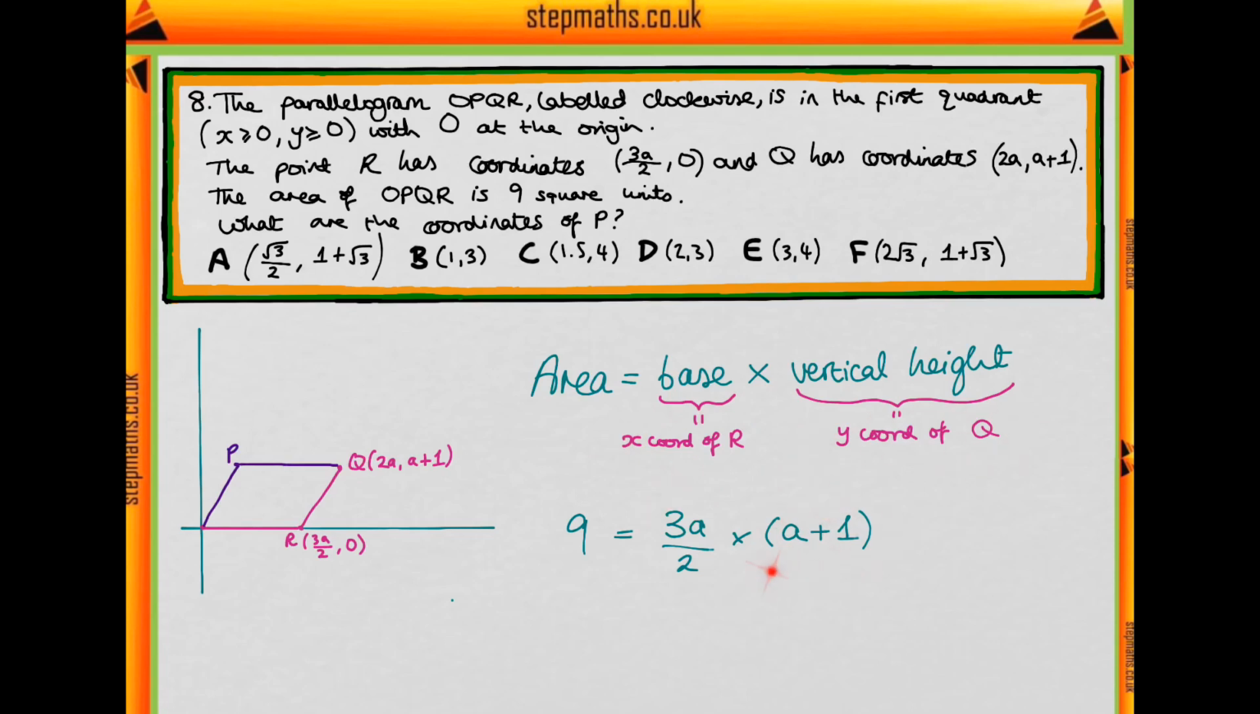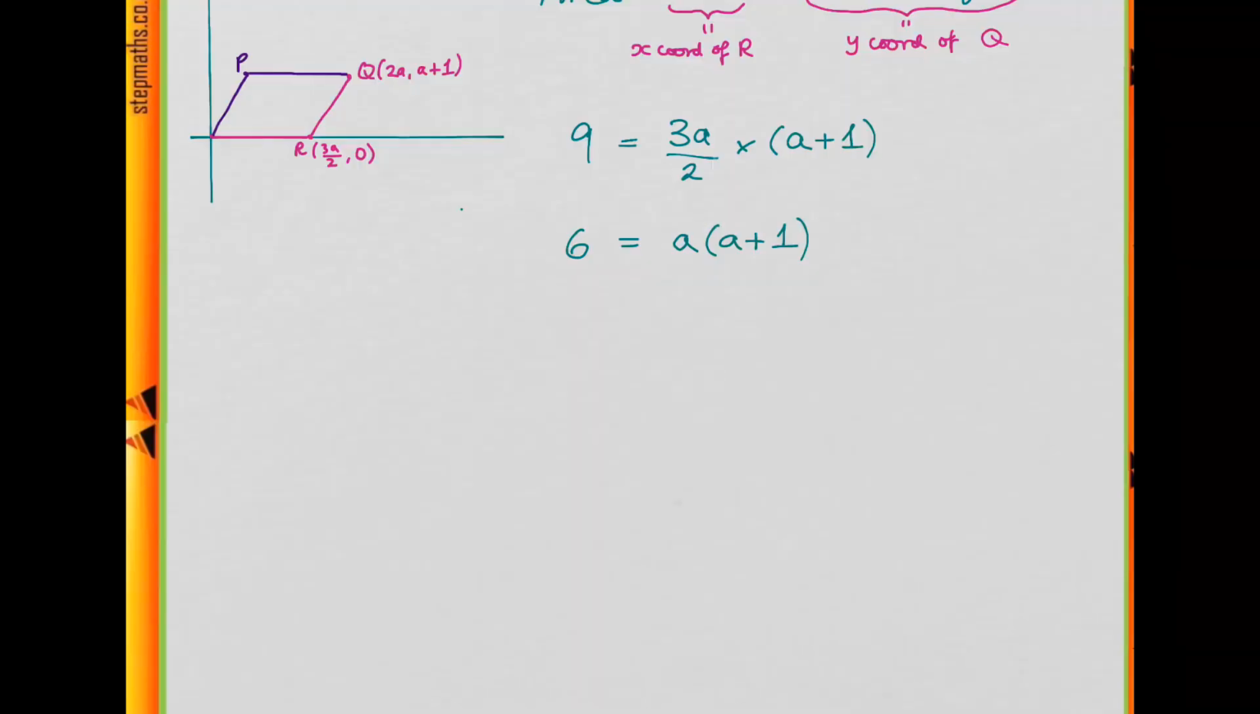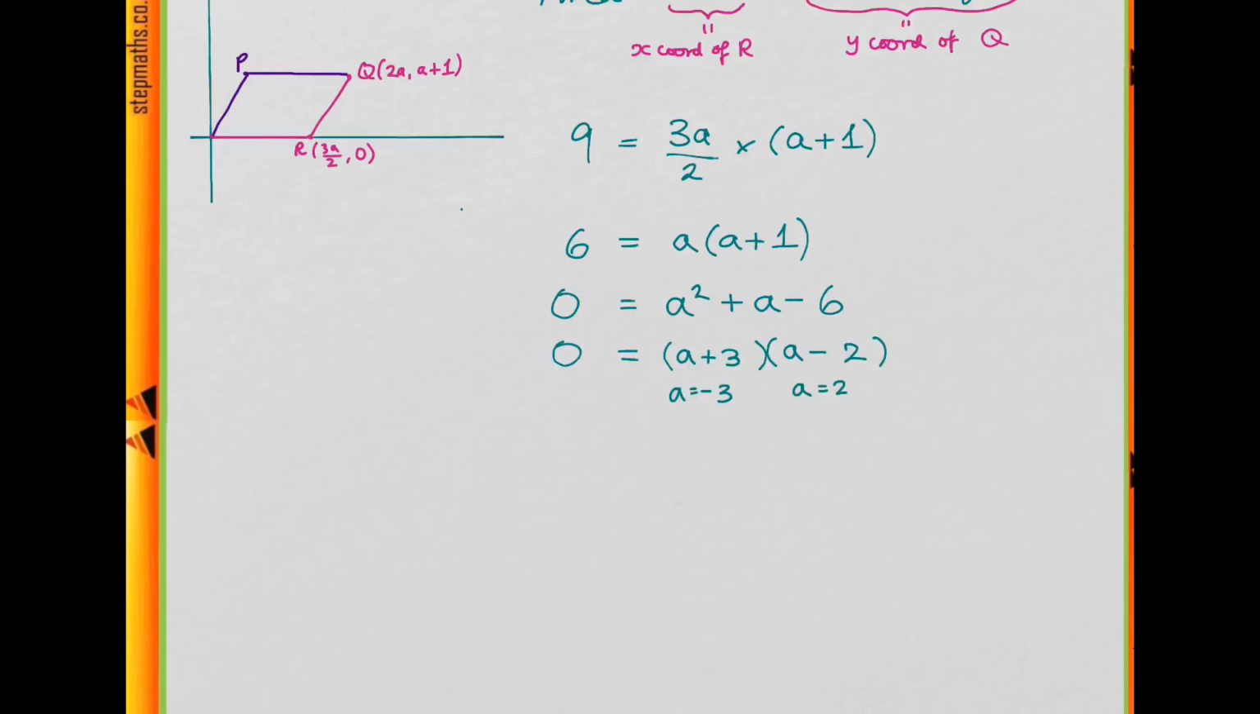See if you can expand this out and work out what a should be. First, we can multiply up by the 2 and divide by the 3, so we get 6 equals a times a plus 1. Then we expand this and pull everything over to one side to get this quadratic, which we solve to give a as minus 3 or a as 2. However, we can immediately discard a equals minus 3 because we know we're in the first quadrant, and if a is minus 3, then the x coordinate of R would be over this way, which would be wrong. So a must be 2.